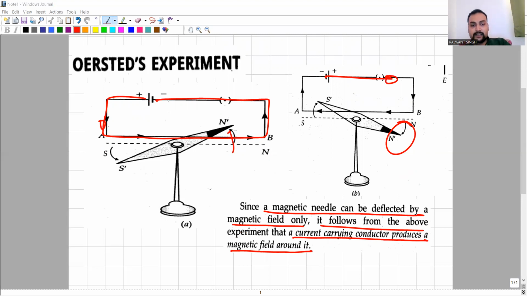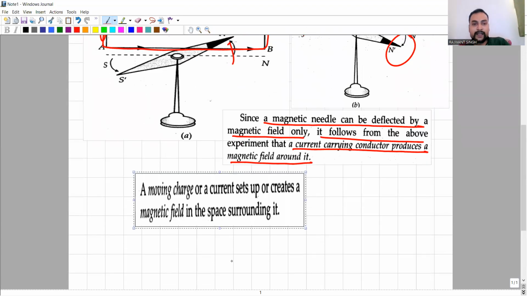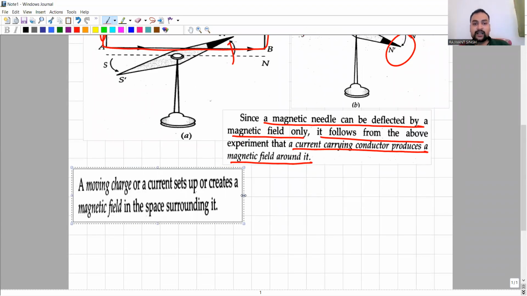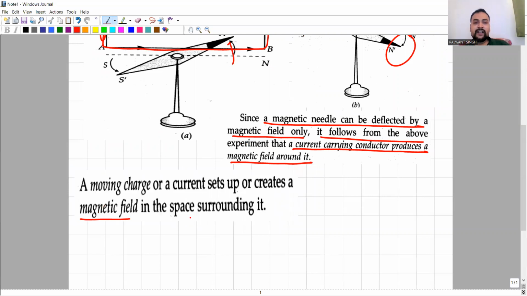Now, a current carrying conductor produces a magnetic field. That means a moving charge is going to create a magnetic field. So this is a very important point: a moving charge creates a magnetic field. A moving charge or current sets up or creates a magnetic field in the space around it, the space surrounding it. So this was the Oersted experiment.